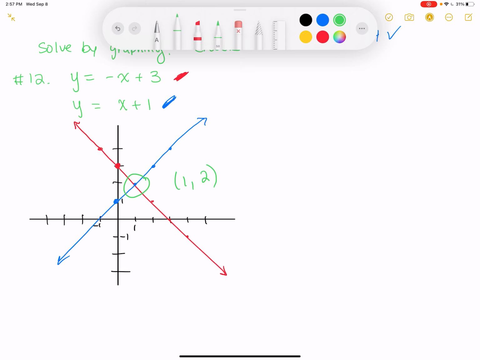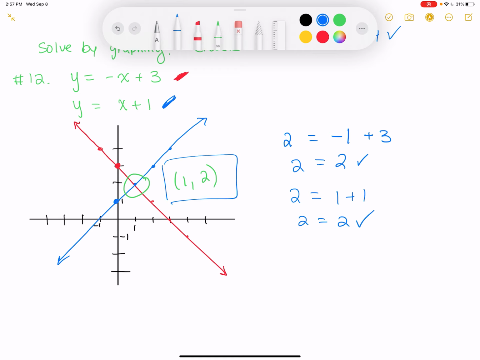We want to check it though and make sure that it's right, so I'm going to take it and plug it back in. It looks a little different, but we do it the same way. So I've got 2 is equal to negative x, which is 1, plus 3. Negative 1 plus 3 is 2. So 2 is equal to 2. So we know it works in that one. That looks promising. Checking the bottom one, we've got 2 is equal to 1 plus 1. 2 equals 2. So that means that that is in fact our solution to that one.